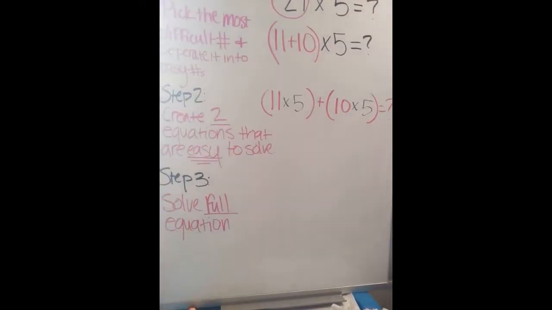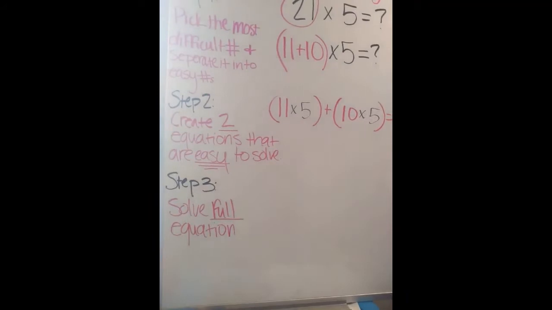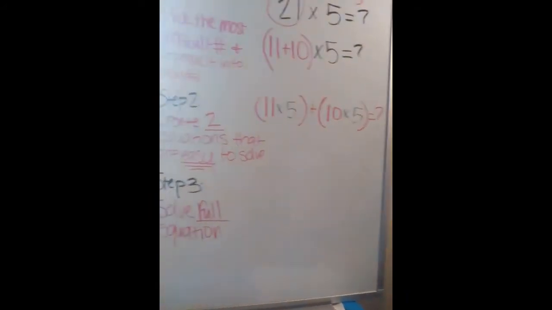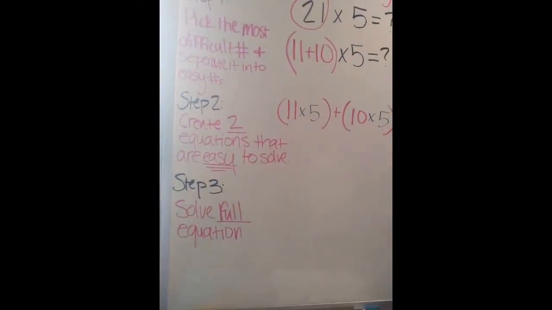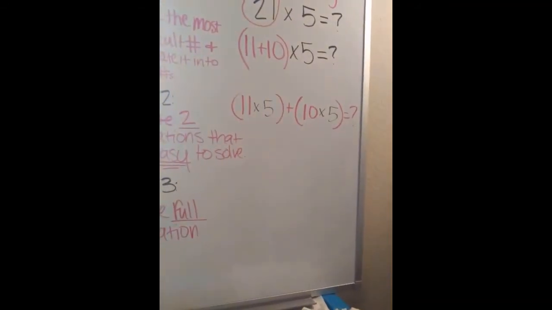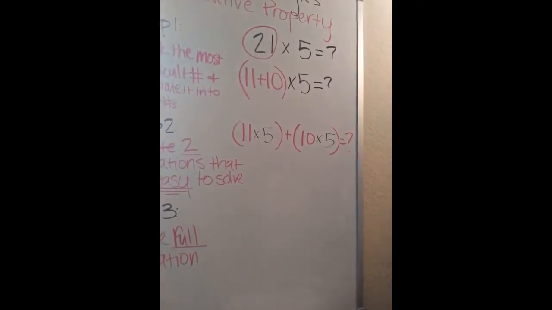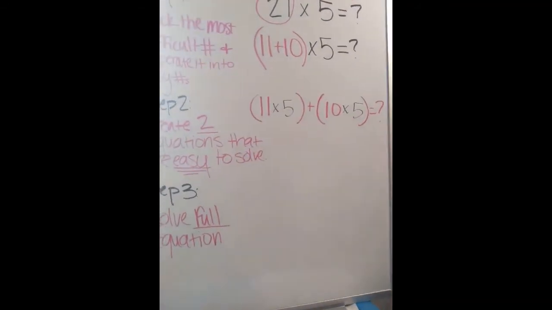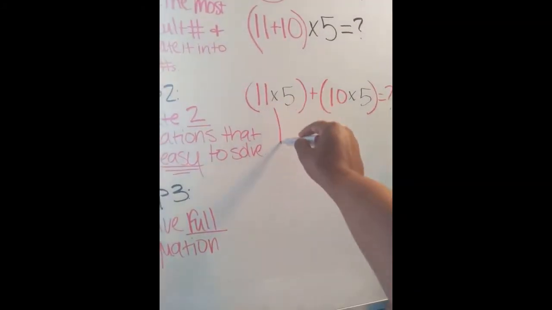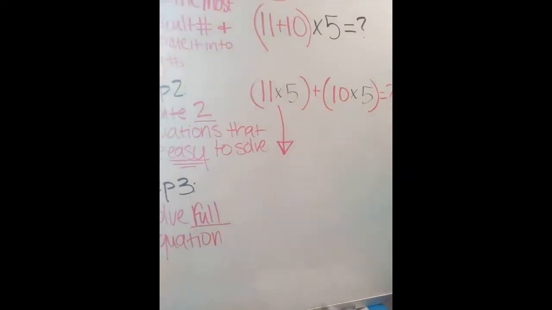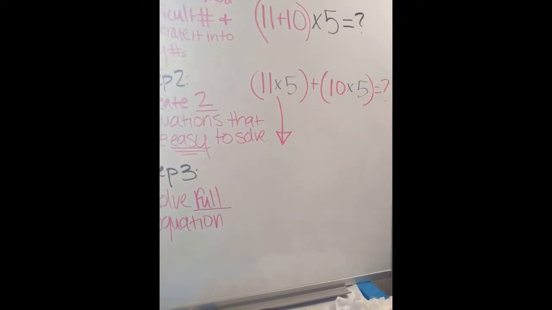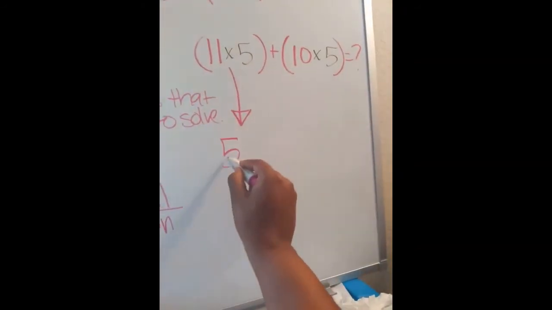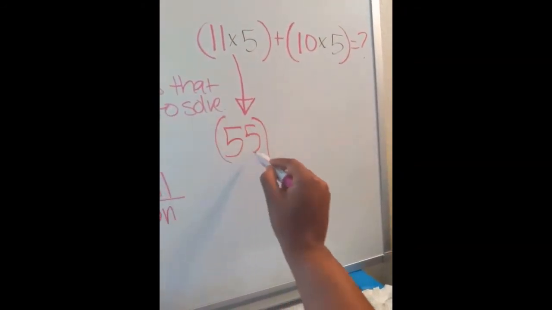So now that we're at step 3, we need to solve the full equation. We have done an excellent job in creating easy equations for us to solve, so we can solve the full equation 21 times 5. We're going to start with the things in the parentheses first for sure, okay? So we have 11 times 5. We know that is 55. That's super easy. We know that.